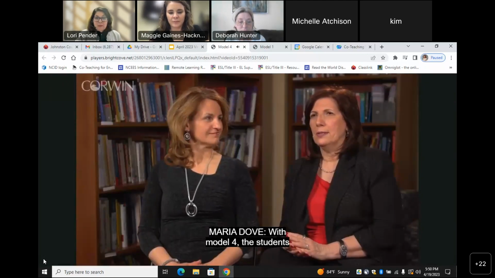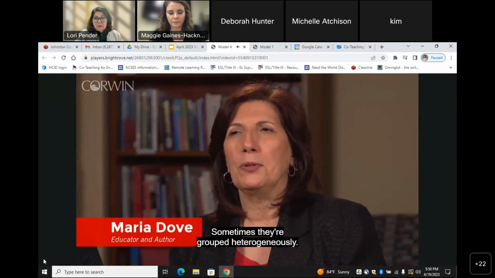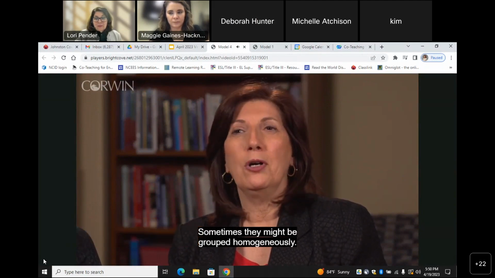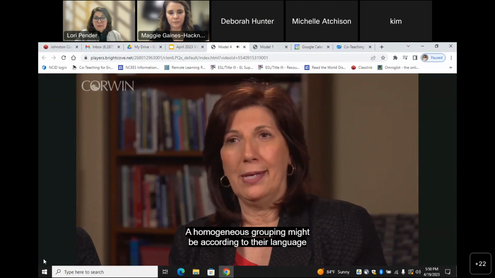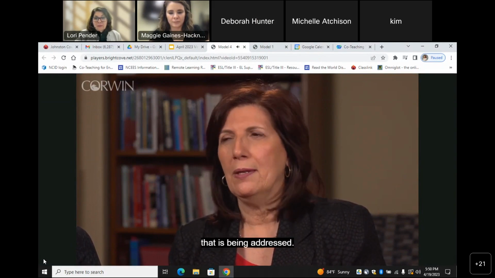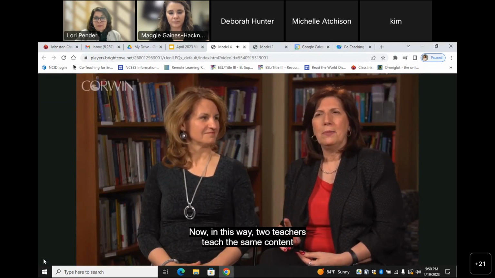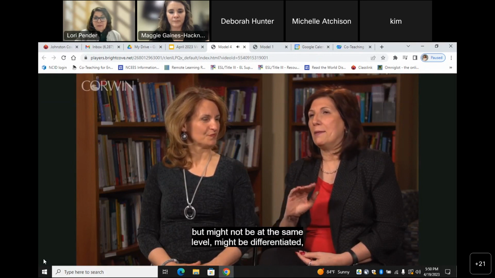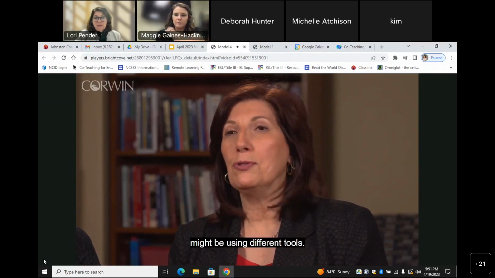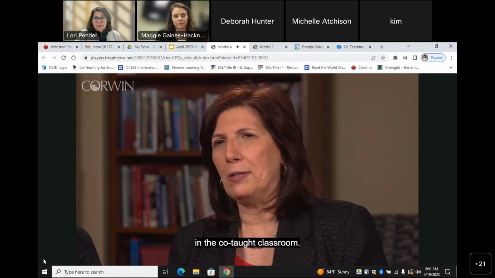With Model 4, the students are now divided into 2 separate groups. Sometimes they're grouped heterogeneously, sometimes they might be grouped homogeneously. A homogeneous grouping might be according to their language proficiency or their proficiency in the content that is being addressed. Now, in this way, 2 teachers teach the same content, but might not be at the same level, might be differentiated, might be using different tools. So we've seen that very often with this model in the co-taught classroom.